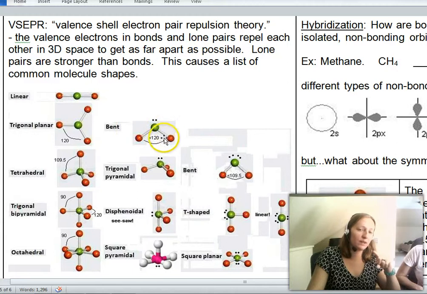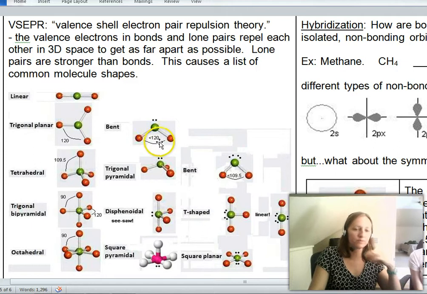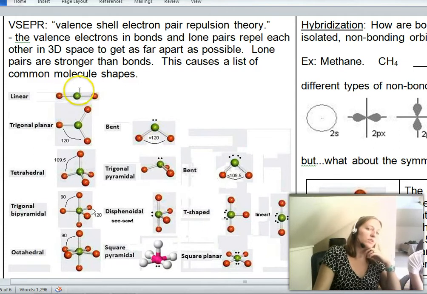What you can see with this bent shape is that this is going to be a polar molecule, whereas the trigonal planar is going to be nonpolar because it's nice and symmetrical. This one has definitely got a negative end up here with the lone pair and a more positive end down here with the little red dudes. And the linear was also nonpolar.